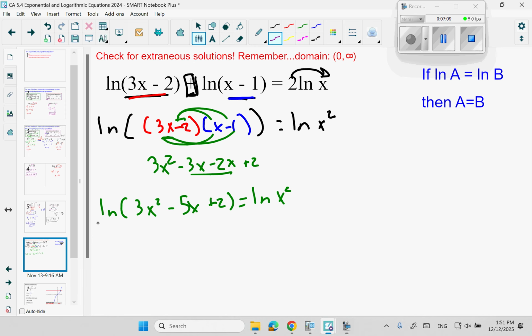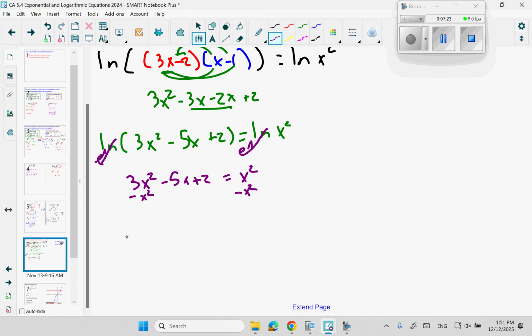Well, we can raise e to the power of both sides and get rid of those natural logs. So we get 3x squared minus 5x plus 2 equals x squared minus x squared minus x squared. We have 2x squared minus 5x plus 2 equals 0. From there, we can simply factor it in whichever way you feel comfortable. For the sake of time, I'm going to tell you that your potential solutions are 2 and 1/2.